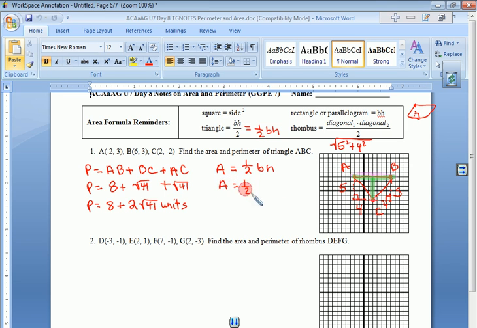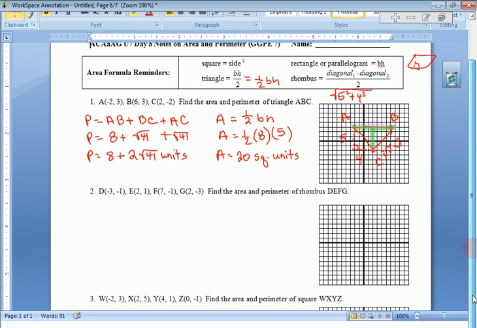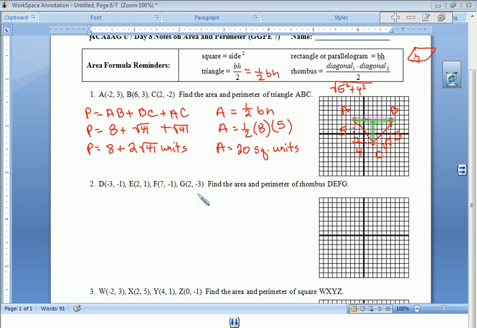All right. Now, the base is easy to find. We've already counted it. What did we say the length of AB was? 8. And it should be quite simple to count the height because it is this vertical segment. What is the height? 5. So the area is half of 40, and half of 40 is? 20. And so area is always measured in square units. So we would say square units. Any questions about number 1? Okay, please graph number 2.